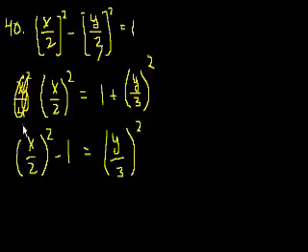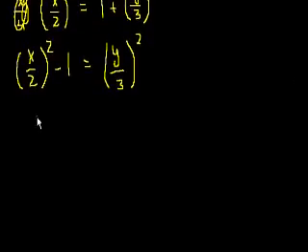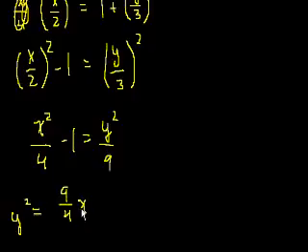And now let's multiply both sides by 3 squared, or let's multiply both sides by 9. Actually, to simplify this, let me rewrite it. I wanted to keep it in that form, but that's the same thing as x squared over 4 minus 1 is equal to y squared over 9. Multiply both sides by 9. And I'm going to switch the sides so we get y here. So you get y squared is equal to 9 over 4 x squared minus 9.